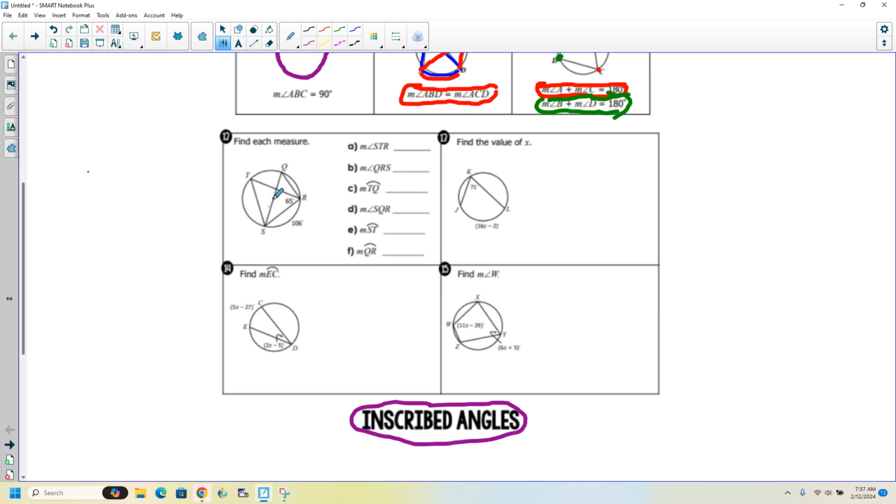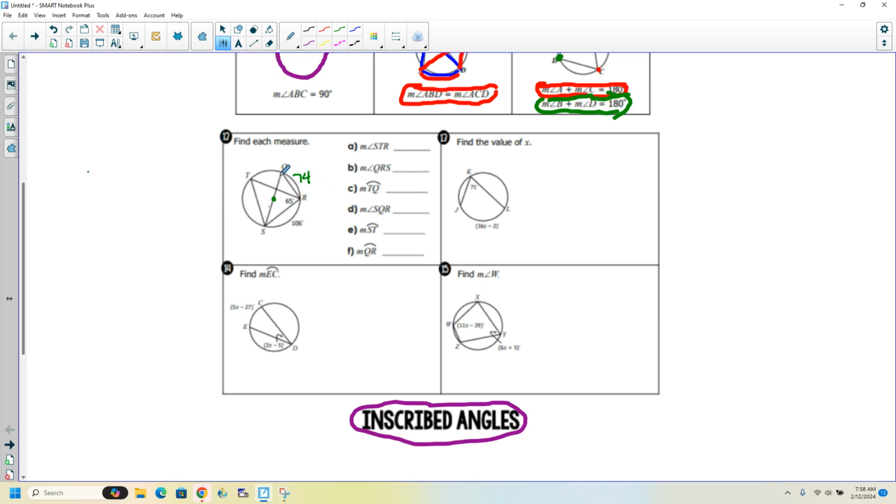First thing I notice is that we do have a diameter, because I see that center point marked there. And so this is a diameter. So I happen to notice that this would be a semicircle. If this is 106 in my semicircle, then 180 minus that tells me that this arc would be 74.